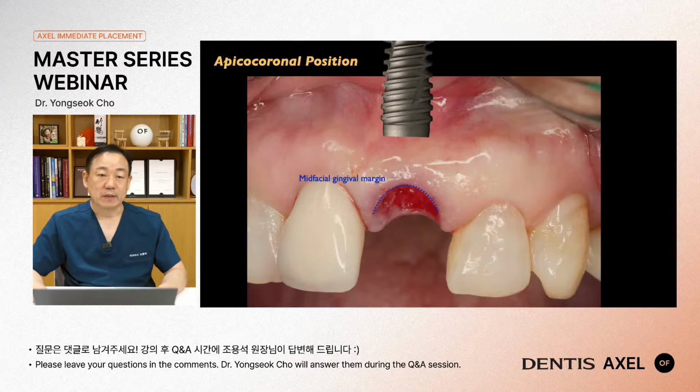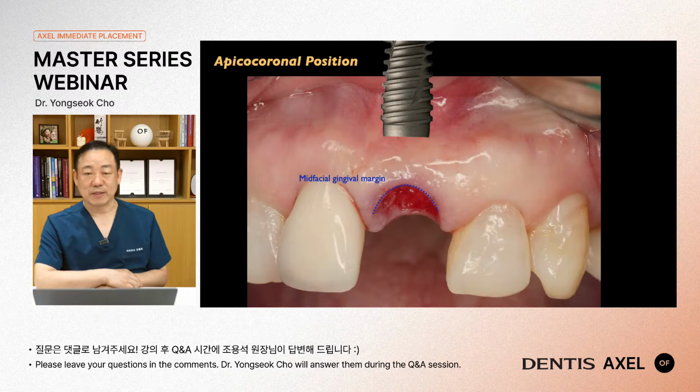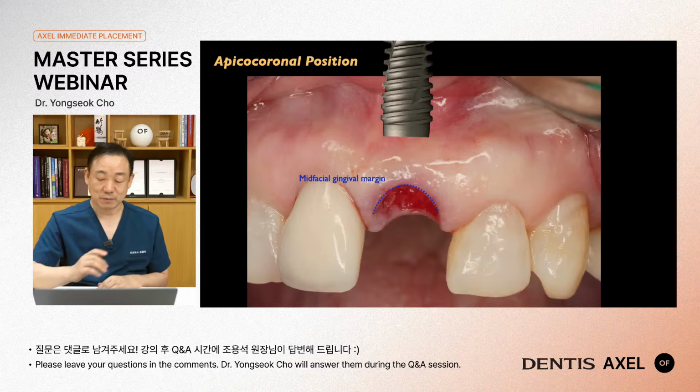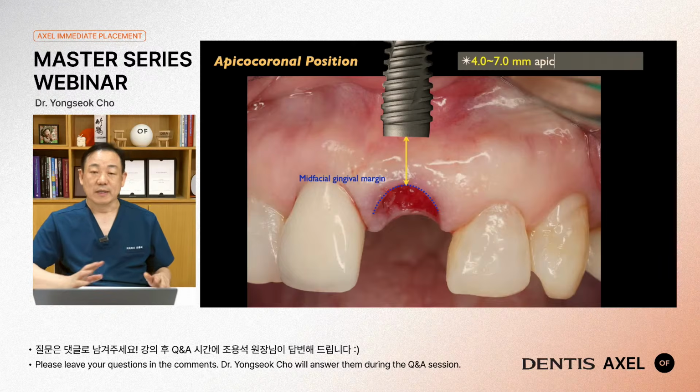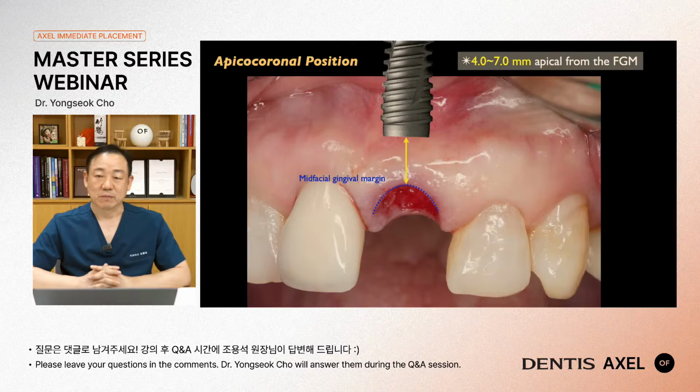It depends on implant system, basically. External bone level implant system and the internal gingival level implant system. In the previous implant system, recommended 2 to 3 millimeter deep from the mid-facial gingival margin. However, our current implant system is internal rigid connection bone level implant system. In this system, it's better to place implant a little bit deeper than previous implant system. So, I recommend you place this implant 4 to 7 millimeter from the free gingival margin.